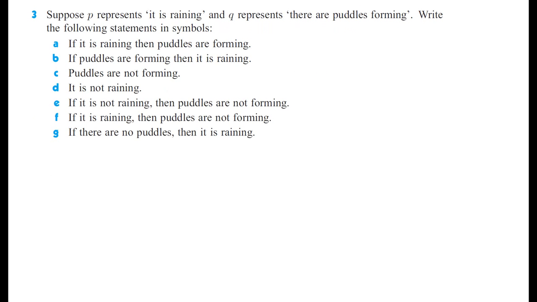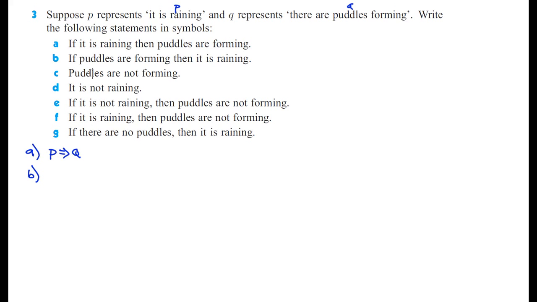Along. Number 3, suppose P represents it is raining and Q represents there are puddles forming. Write the following statements in symbols. All right, so P is the raining one, and then Q is the puddles. Okay, so if it is raining, so that's P, then puddles are forming. So the conditional, the if then, remember, is the arrow. So P implies Q. If P, then Q is what that reads as.